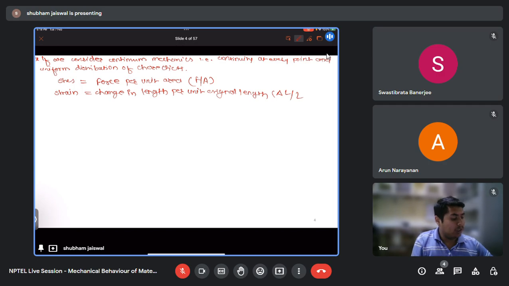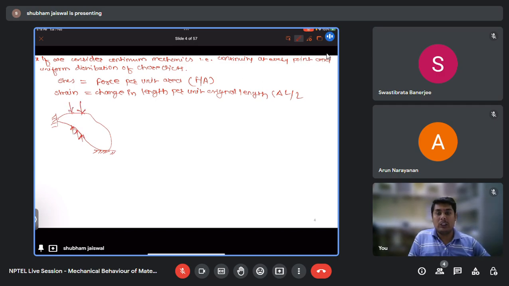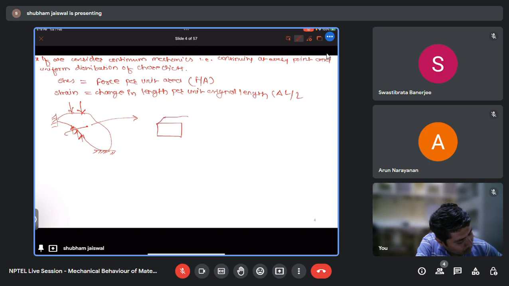Okay. So then after that we have taken one diagram like this, the body which is fixed at two ends and loaded with complex loading. By the concept of continuum mechanics, if I measure the stress at this point, it will be the same for all. So we have taken one cubical element, and we represented it as x, y, z, and there are some stresses applied on its faces.